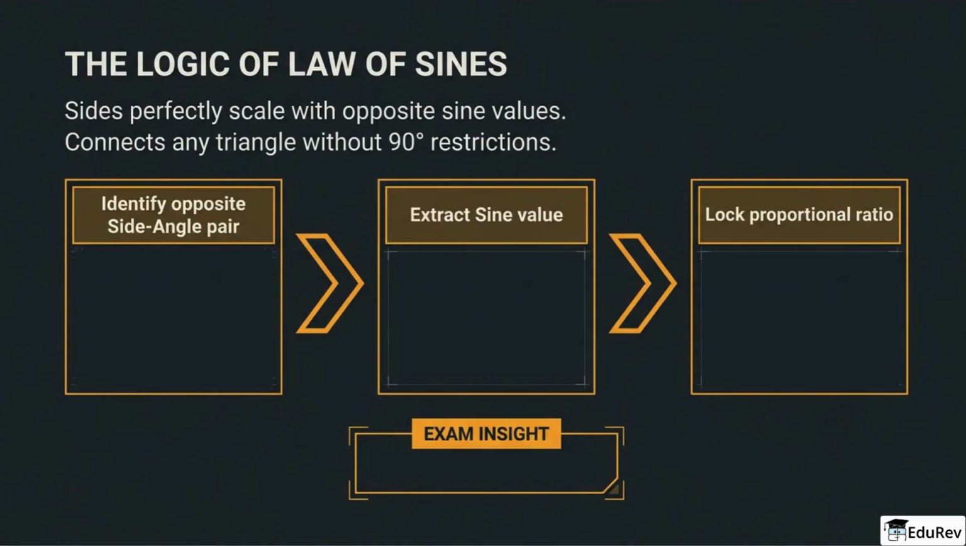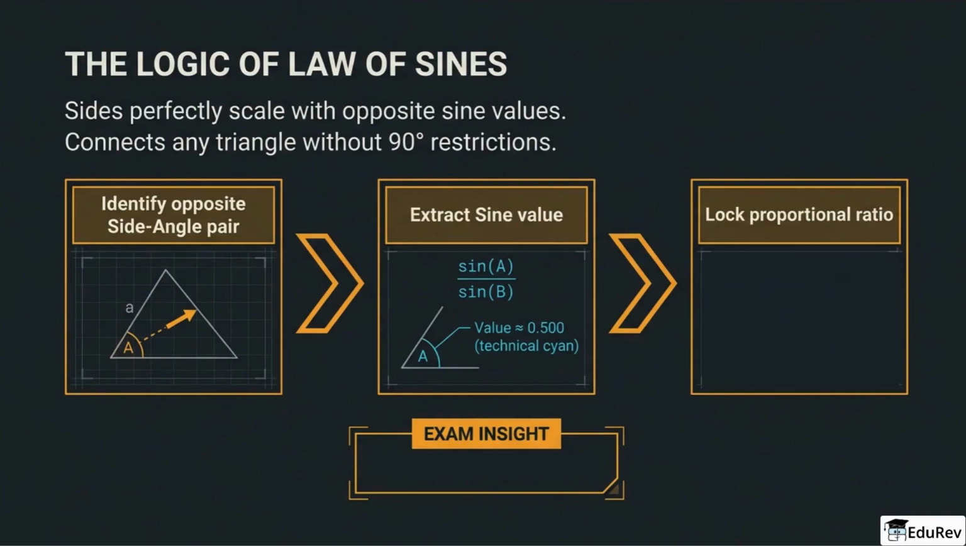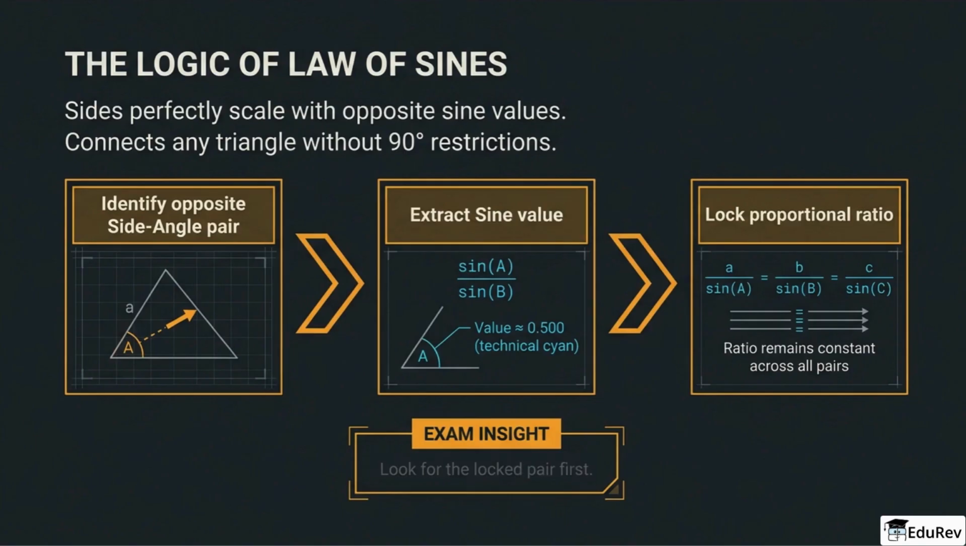The logic behind the law of sines is straightforward once you slow down and read the structure. First, identify the opposite side angle pair. Then extract the sine value for the angle you know. After that, log the proportional ratio across all corresponding side angle pairs. The most important habit here is to look for the linked pair first, because that is what unlocks the whole triangle.